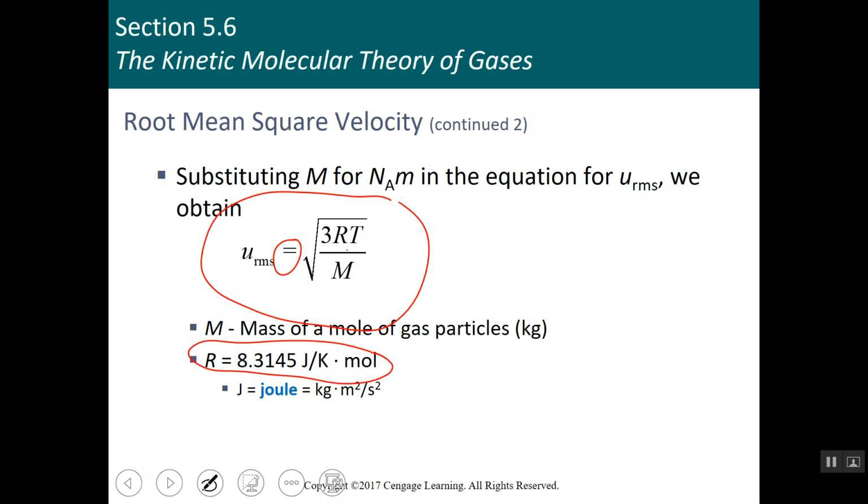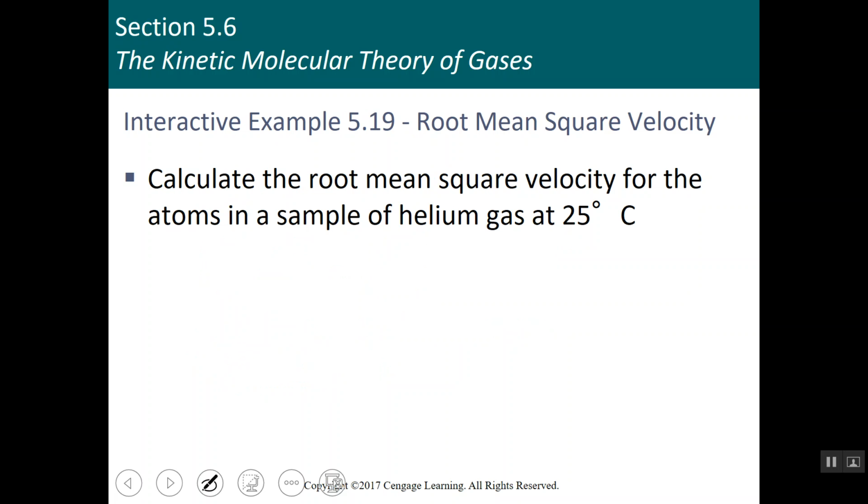Temperature will be measured in Kelvin. And how do I know temperature will be measured in Kelvin? Because in this particular constant, it is in Kelvin. And then this last one, this capital M indicates the mass of a mole of gas particles in kilograms. So normally you see mole abbreviated with a lowercase n, and this capital M means you need the mass of the mole of gas particles in kilograms.